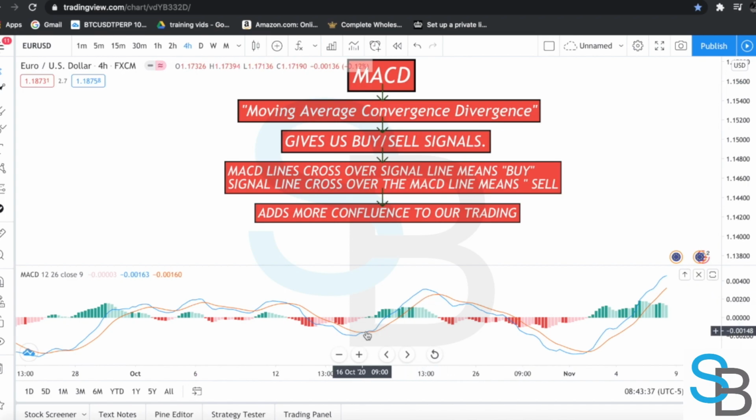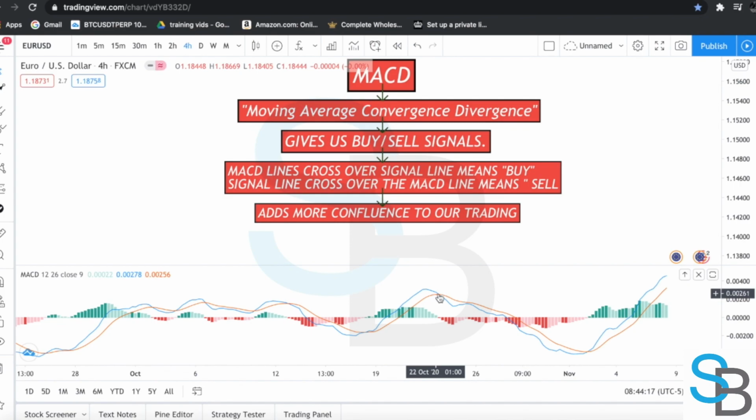As you can see over here, the MACD line, this blue line, crossed over the orange line. It gives us a buying indication over here. After that, as you can see, the signal line crossed over the MACD line. This is the MACD line and this orange one is the signal line. The signal line crossed over the MACD line. Now it gives us a sell indication. This is the selling indication.